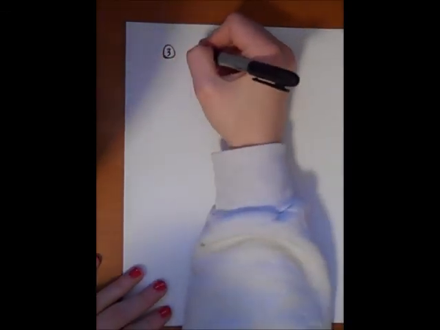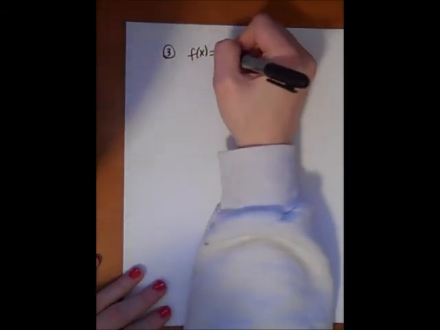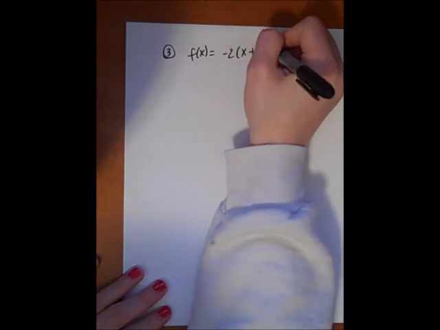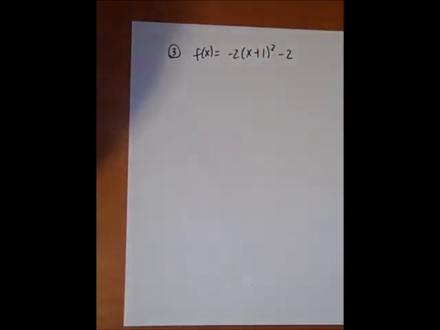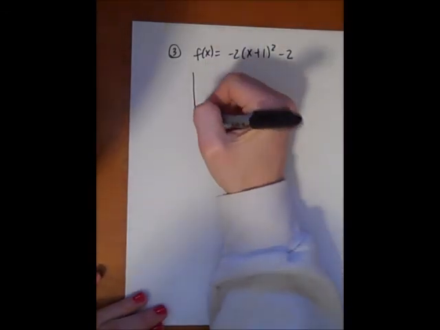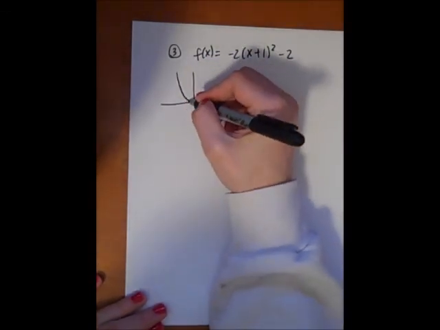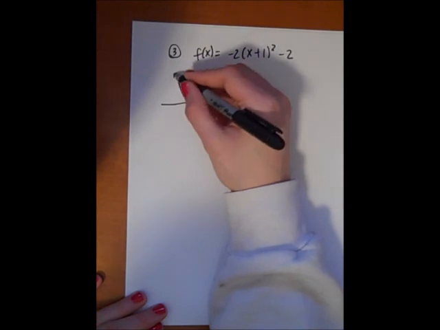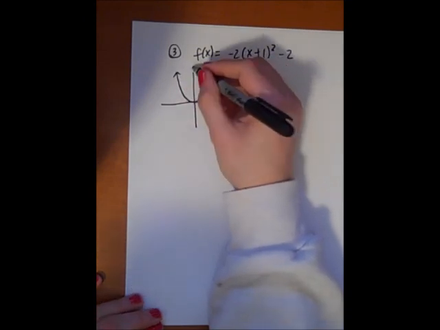Let's do one more of these. Let's graph f of x is negative 2 times x plus 1 squared minus 2. There's going to be a lot of steps here. First off, this isn't exactly x squared, but it is something squared, so I'm going to start with what I know. I know what the graph of x squared looks like. That's what it looks like.